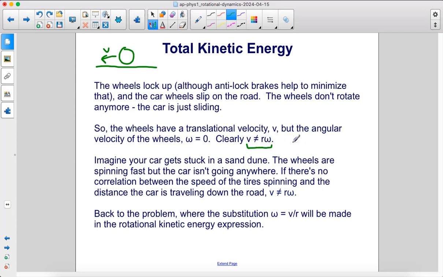So clearly, v does not equal r omega. Imagine your car gets stuck in a sand dune. The wheels are spinning fast, but the car isn't going anywhere. If there's no correlation between the speed of the tires spinning and the distance the car is traveling down the road, then this equation is not true. V does not equal r omega. So back to the initial problem, where the substitution omega equals v over r will be made in the rotational kinetic energy expression.